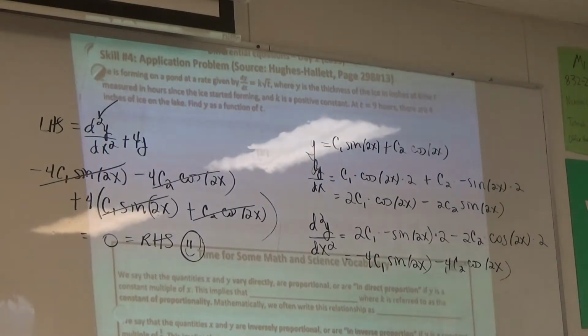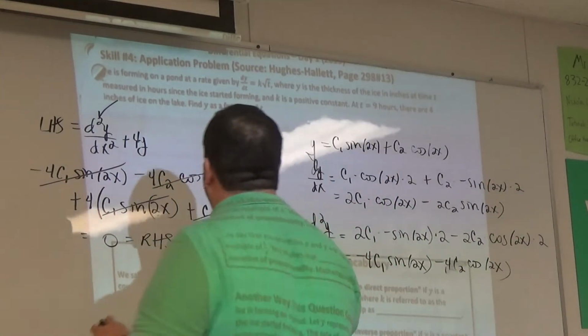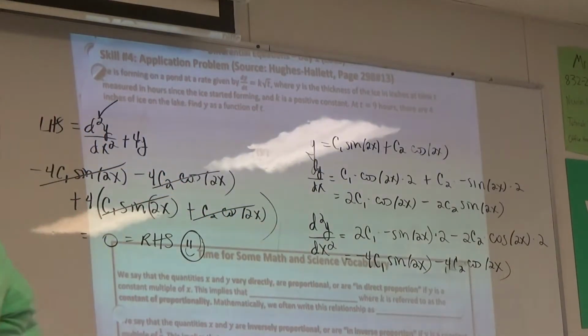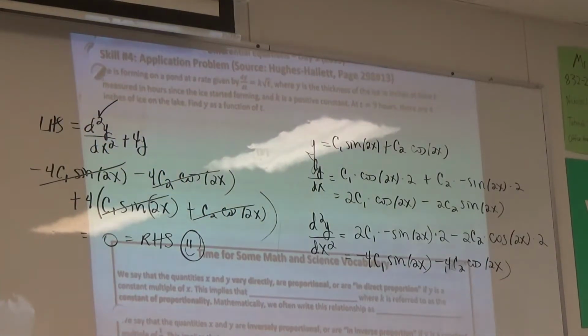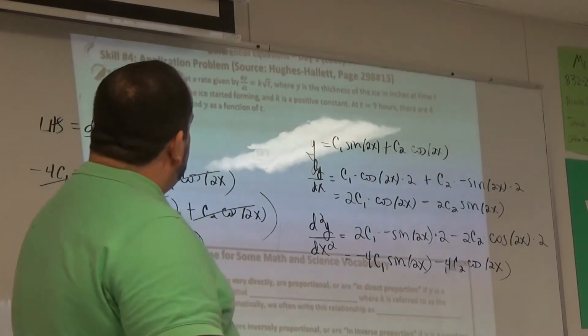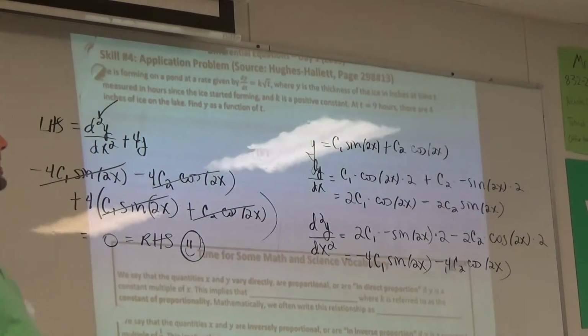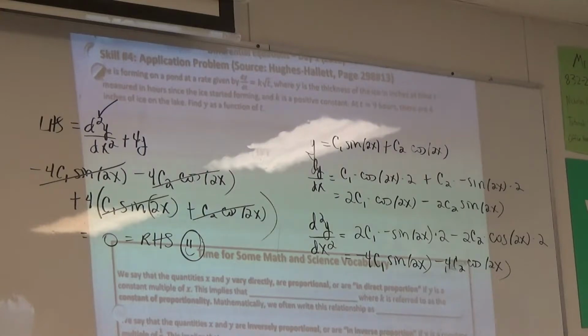Ice is forming on a pond at a rate given by dy/dt equals k times the square root of t, where y is the thickness of the ice in inches at time t measured in hours since the ice started forming, and k is some positive constant. At t equals 9 hours, there are 4 inches of ice on the lake. I want you to find y as a function of t.